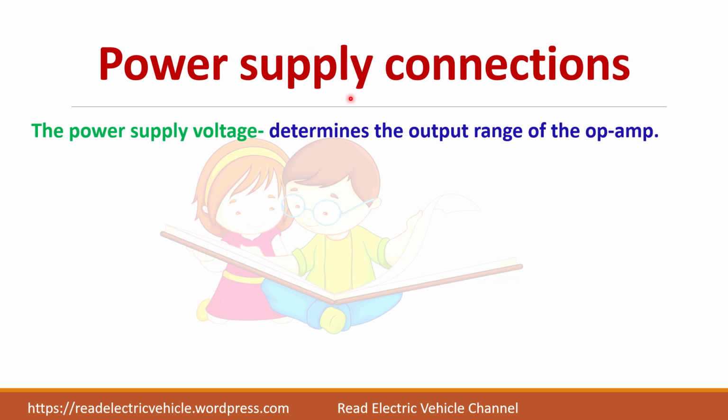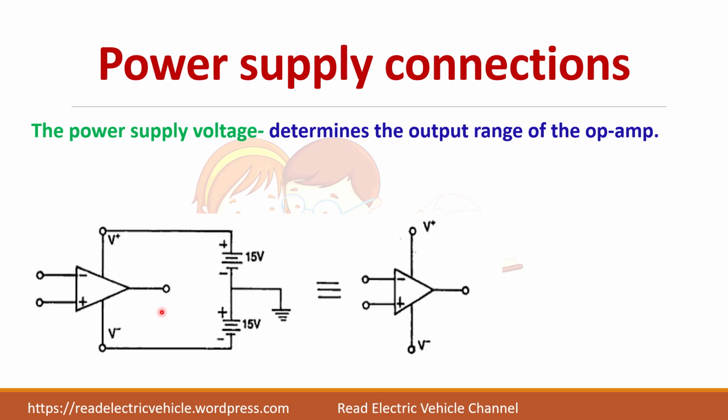We will see about the power supply connections. The power supply voltage will determine the output range of the op-amp. What do you mean by that? You can see here 2 pins will be there, power supply pins, V plus and V minus. This V plus should be connected to the positive voltage. It can be 12 volt or 15 volt. Similarly, this V minus should be connected to either minus 12 volt or minus 15 volt.